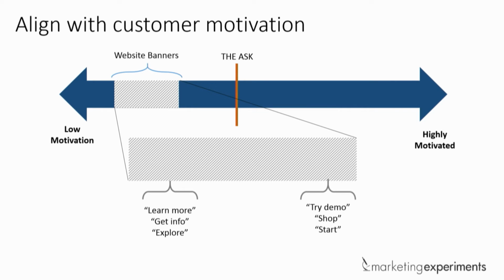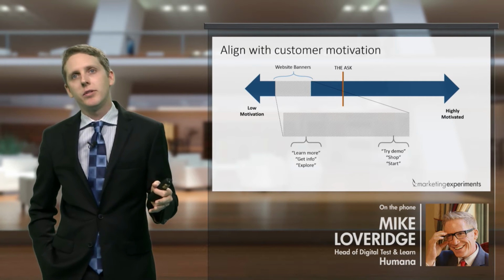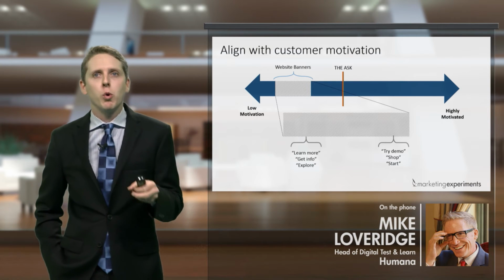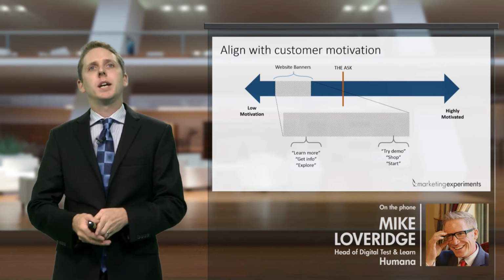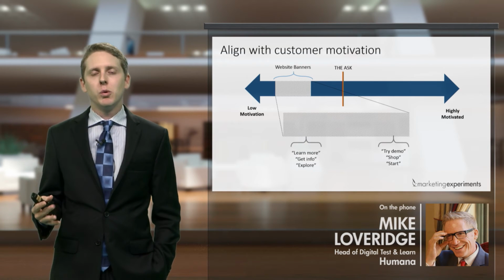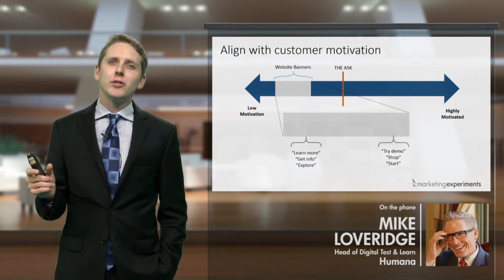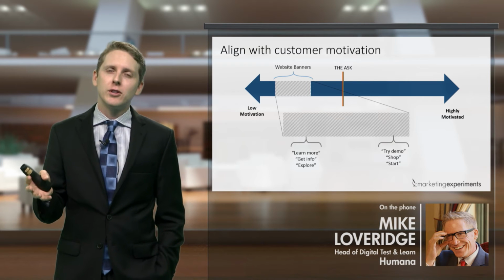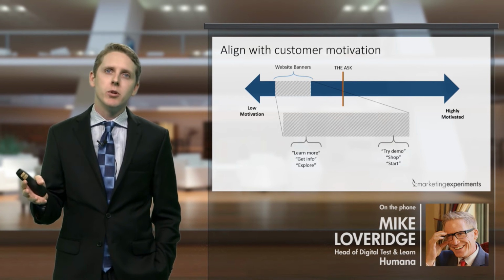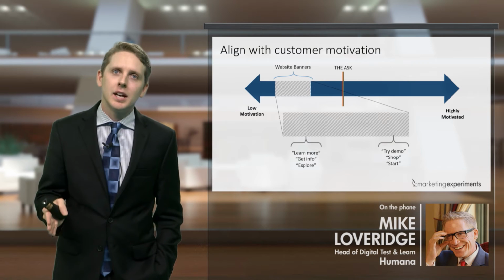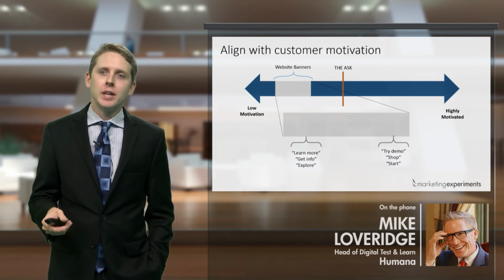If you look at the left-hand side, if it's lower on this spectrum, you're talking about using words like "learn more" or focusing on getting more information. In some cases, and particularly in Mike's case because of the season, you can get away with things like "try demo" or "shop" or "start," words that imply a greater ask. So what you have to do as a marketer is get into the skin of your customer, understand where they are in their motivations, and directly align your ask to that. And that's the second principle.